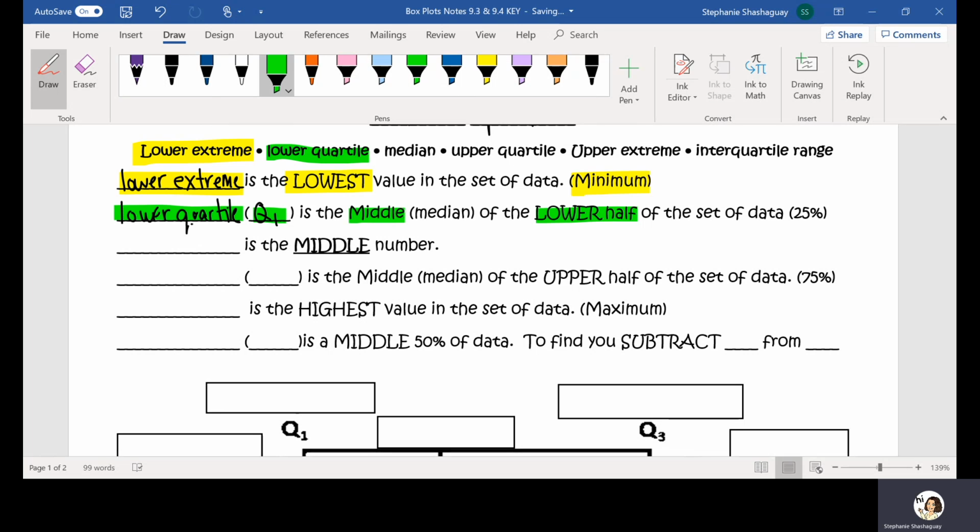Blank is the middle number. Well, we've talked about that a few times this week. That is our median. Our median is the middle number in our set of data. Okay, our median.